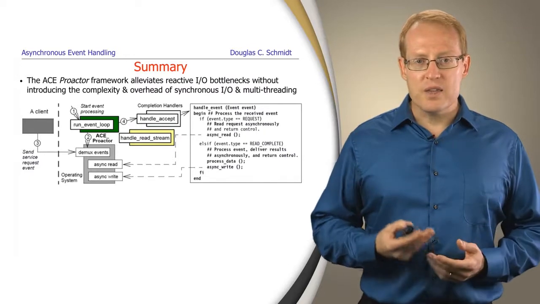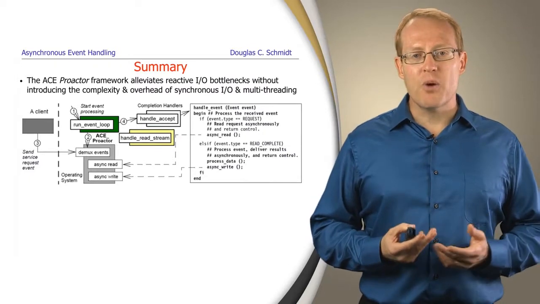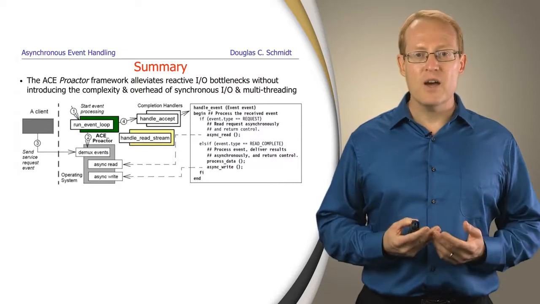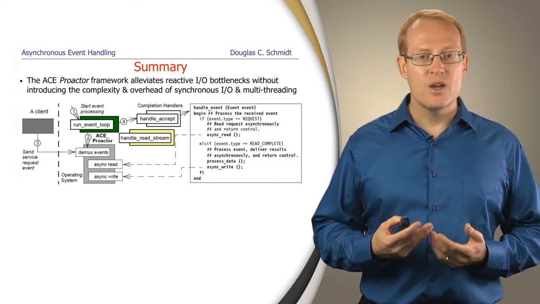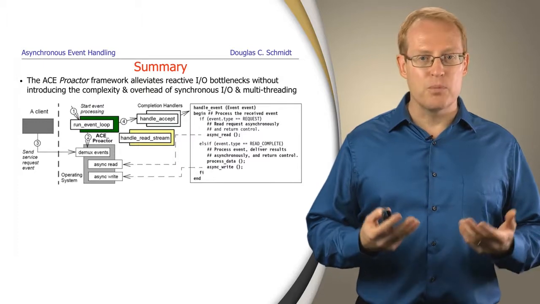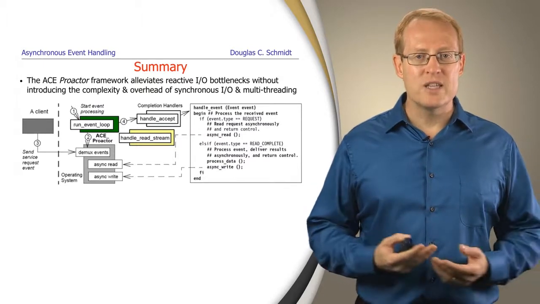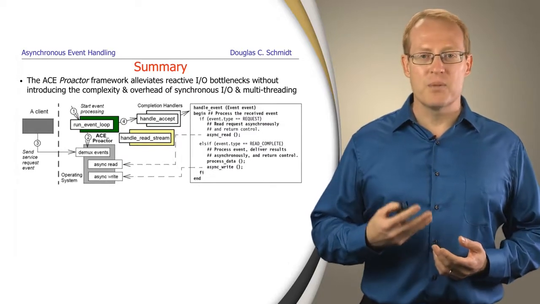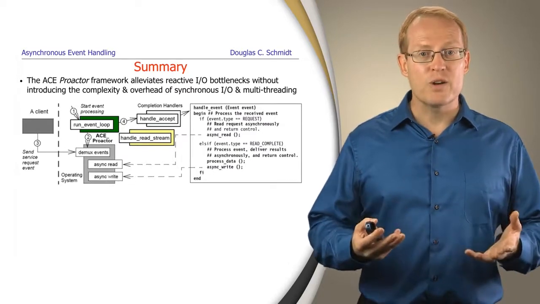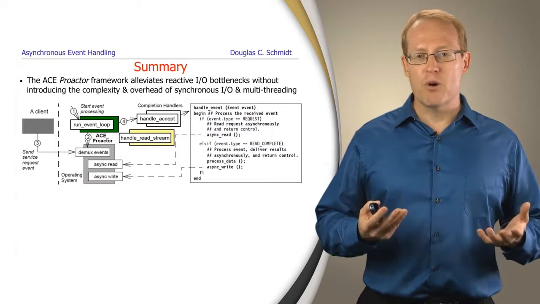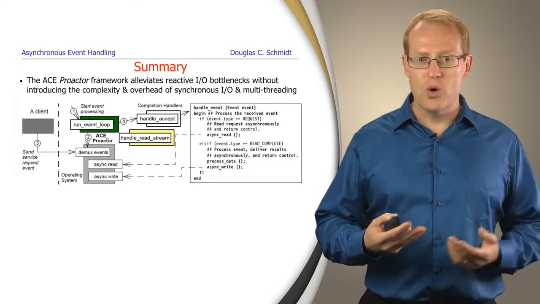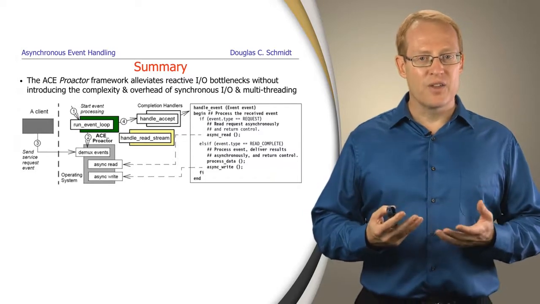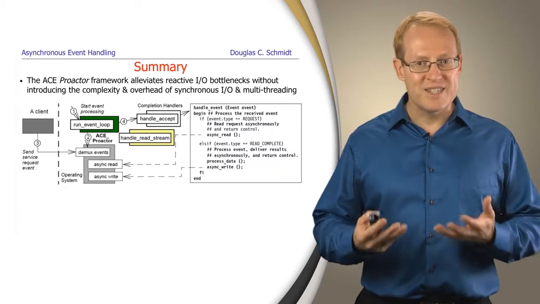So to summarize this part of the module, the ACE Proactor framework alleviates some of the bottlenecks with reactive I/O because things can run asynchronously. We can also have some threads in a pool to kick off new asynchronous operations in a concurrent way. This also can alleviate some of the complexities of synchronous multi-threading because we can write our programs often to have few or no locks required, because everything's driven asynchronously and all the concurrency is handled largely inside the operating system kernel.